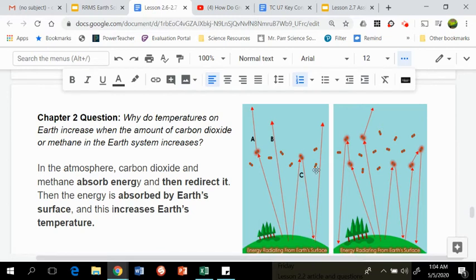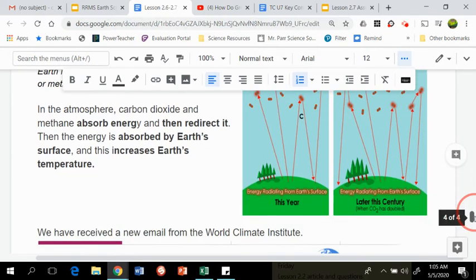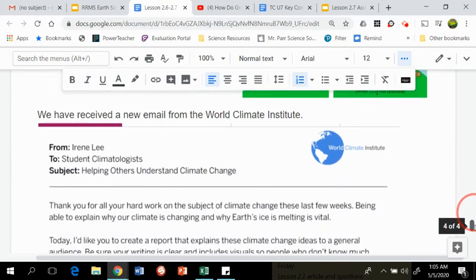So a lot of the time, energy is radiating from Earth's surface. It hits the Earth's surface, and then it kind of pings back. When there's carbon dioxide and methane, if that energy hits one of those molecules, then it's absorbed and possibly redirected, like right here, ding, redirected back to Earth. Or it could be absorbed and it holds it for a while and then it's redirected to Earth. So methane and carbon dioxide interrupt that system.